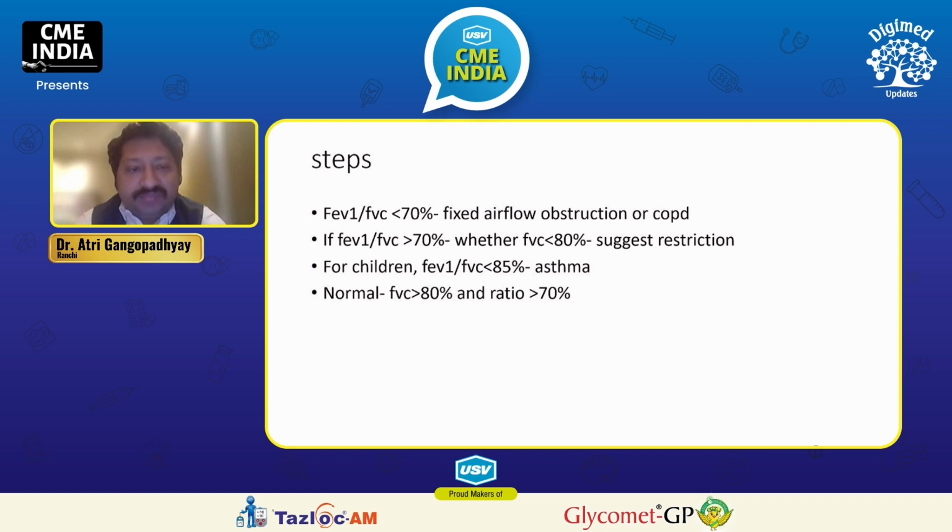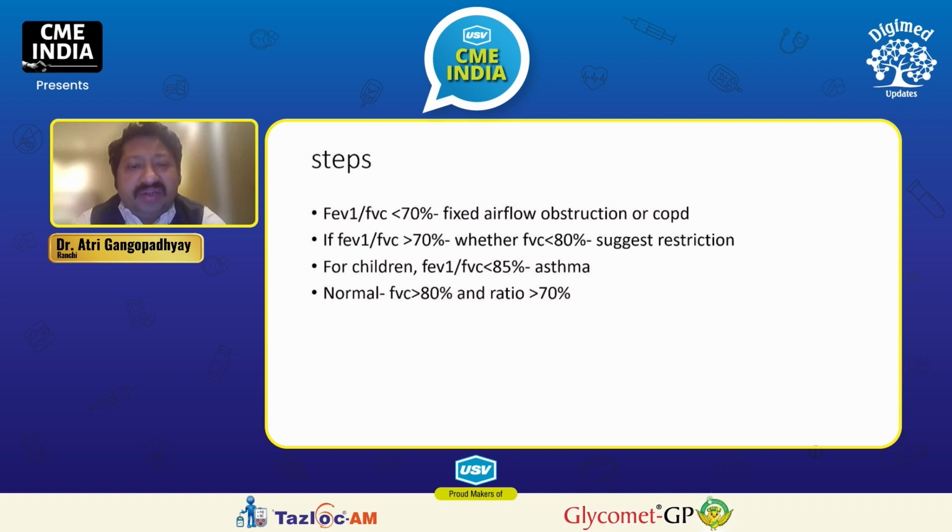or COPD. If the FEV1 by FVC ratio is greater than 70% and the FVC is less than 80%, this suggests restriction. If FEV1 by FVC is greater than 70%, FVC greater than 80%, and you are not getting any reversibility, that can be a normal curve.